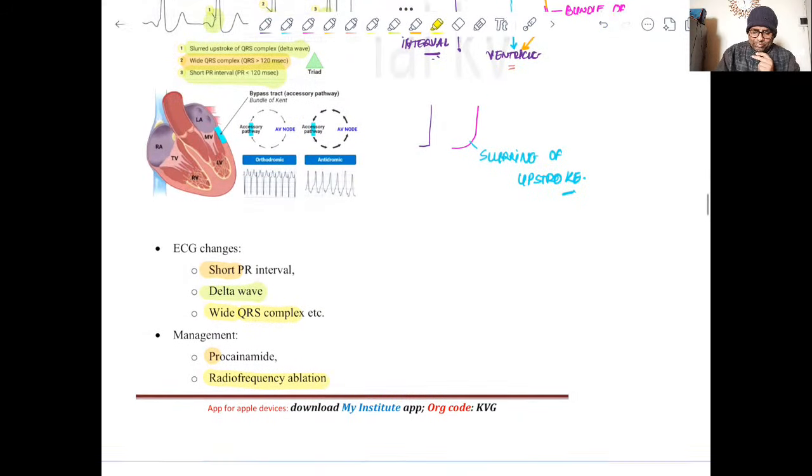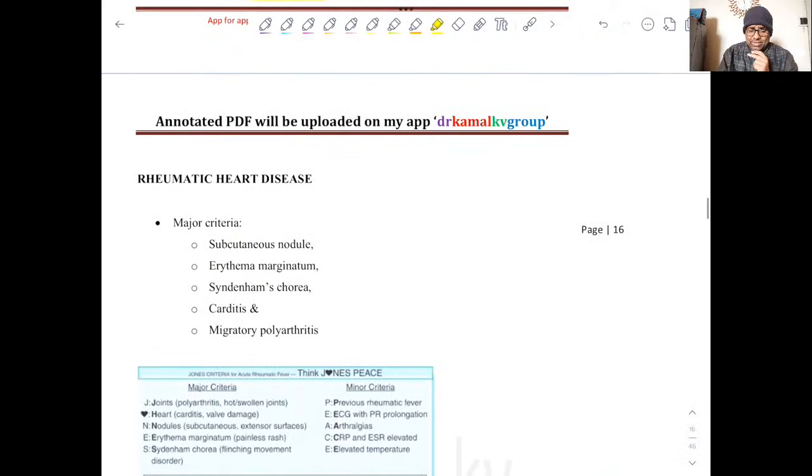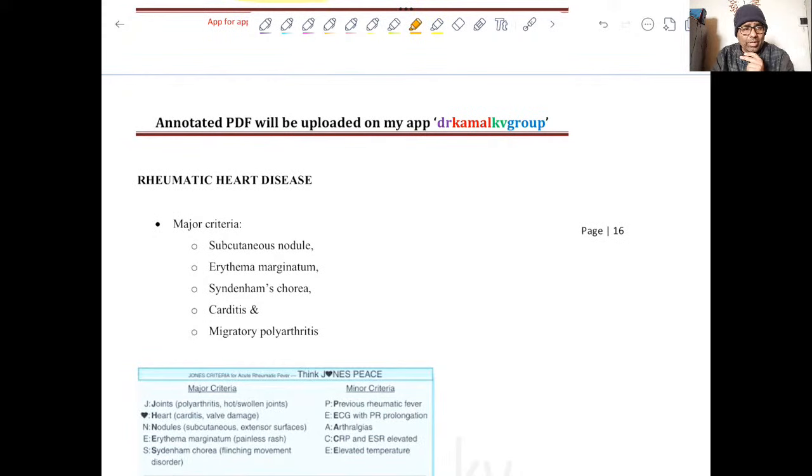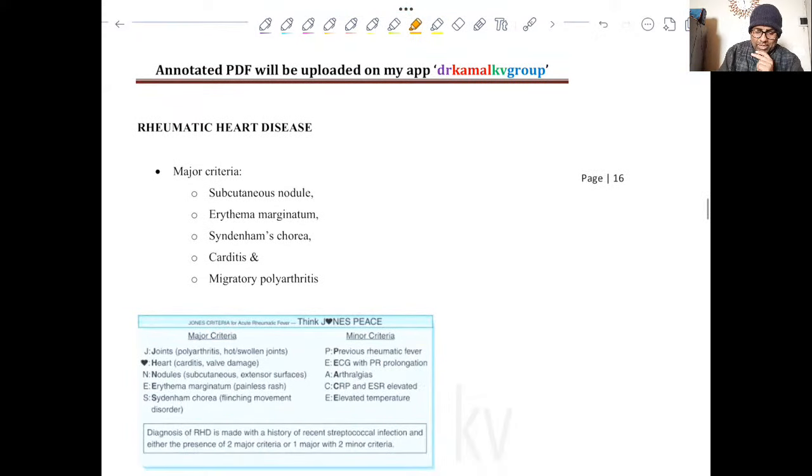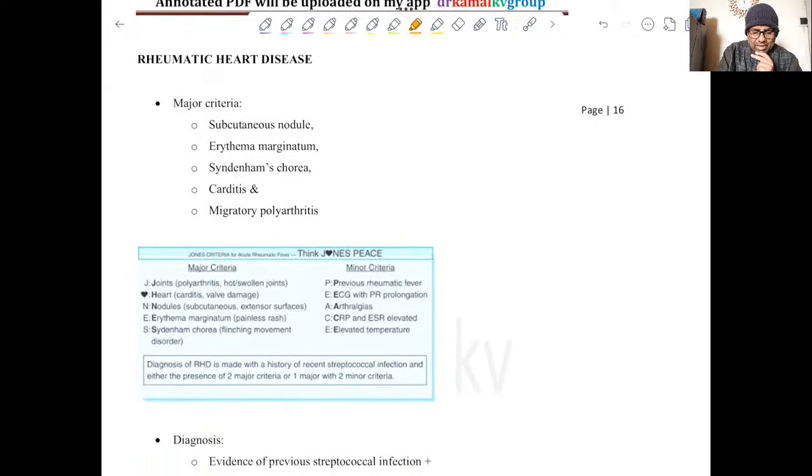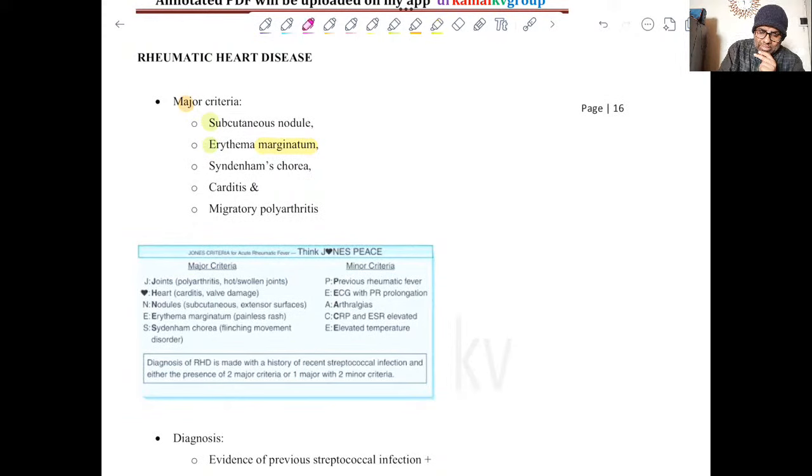of Kent. Now moving forward to rheumatic heart disease, again I will not be going into the pathology, please pardon me for that. I'll take the clinical stuff. Now major criteria, I think most of you must be knowing what are the 5 major criteria. So subcutaneous nodule, erythema marginatum. Now please remember it is erythema marginatum. Don't mix up with erythema infectiosum or erythema nodosum. Okay, so this is erythema marginatum.